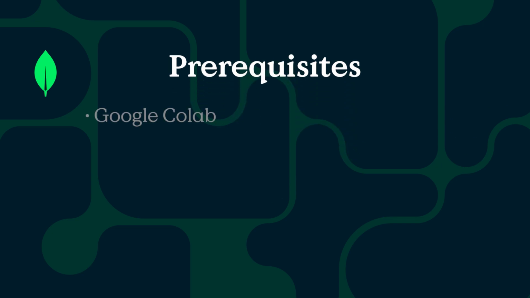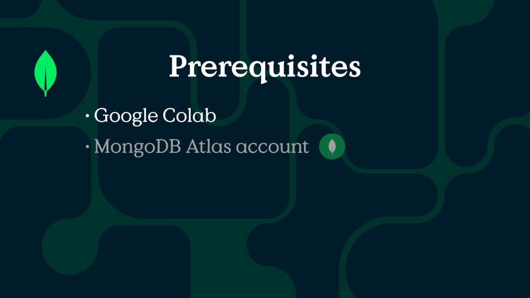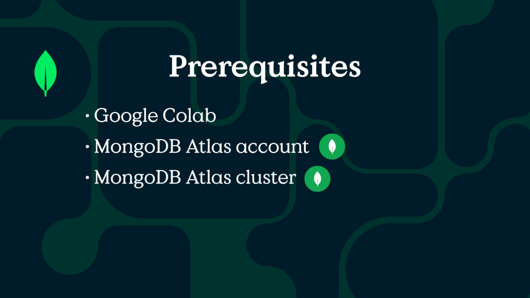Our first one, of course, is using an IDE of your choosing. We're going to be using Google Colab in this tutorial. And then, of course, you need a MongoDB Atlas account. You need to set up a MongoDB Atlas cluster, and the free tier works perfectly fine for this tutorial. Then we need to download a dataset from Kaggle. You can follow along with the same one that I used. And then you're going to need an OpenAI API key in order to embed all of your documents. And links to everything will be in the description box below.